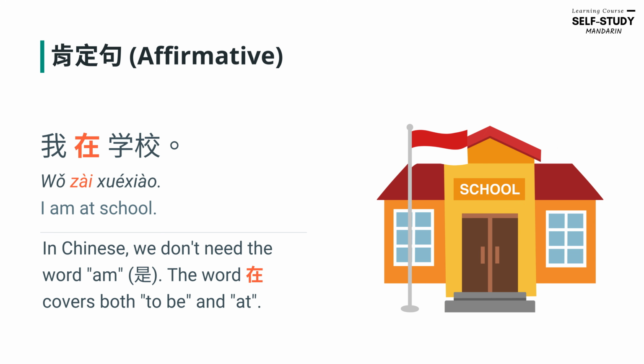Affirmative. 我在学校. I am at school. In Chinese, we don't need the word am, 是. The word 在 covers both to be and at. Now let's look at an affirmative sentence using 在. Here's an example. 我在学校. This translates to I am at school. Notice something interesting here. In Chinese, we don't need a separate word like am or is, 是, in this construction. The word 在 already covers both to be and at. So you directly say subject plus 在 plus location. It's simpler than English in this regard.